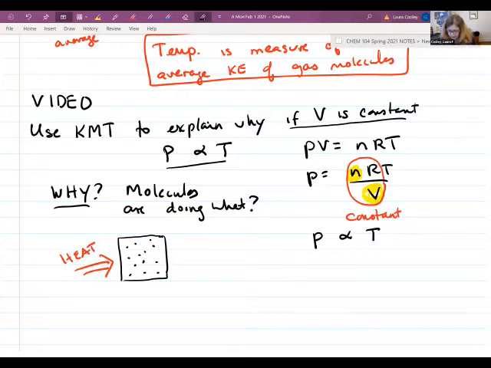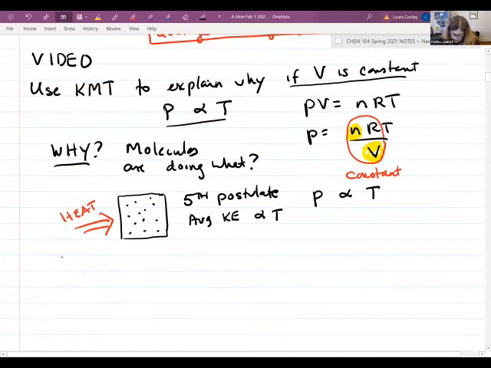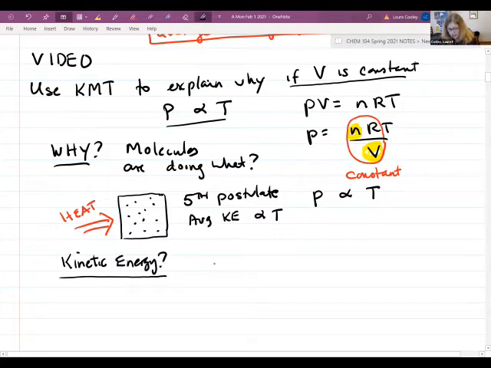The question is, why does it go up? Let's think about the consequence of the temperature going up. Let's talk about the consequences of this fifth postulate. The fifth postulate says that the average kinetic energy is proportional to temperature. Well, what is kinetic energy anyway? Anybody know from physics what the formula is for kinetic energy? We'll call it KE equals. Anybody?